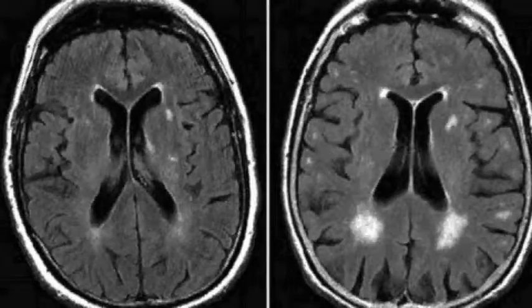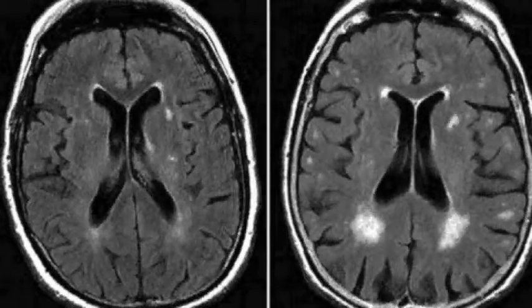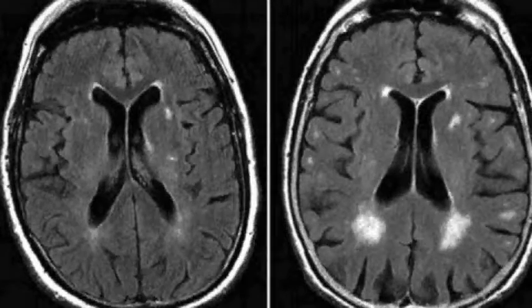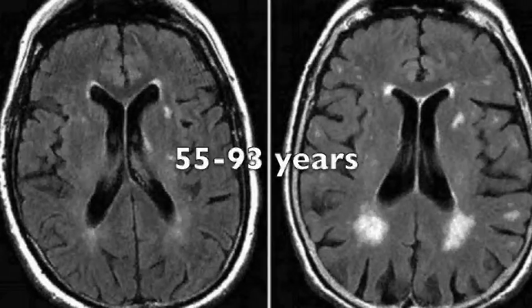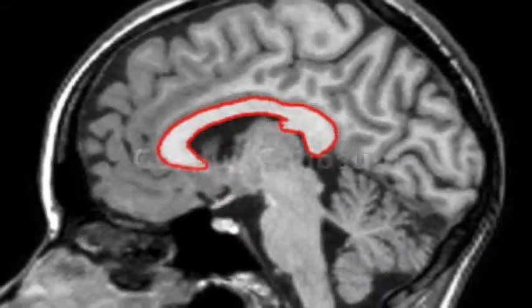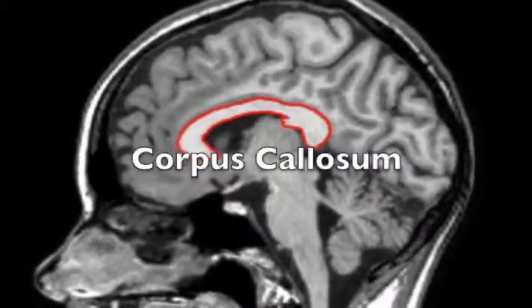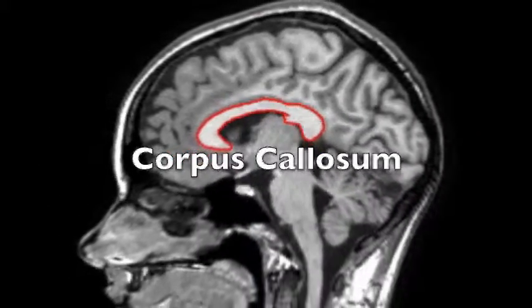An experiment was carried out to test this hypothesis. 20 healthy subjects were scanned using DTI whose ages ranged from 55 to 93 years old. Tracks were constructed from the corpus callosum of the brain, showing the specific pathways where water diffuses.